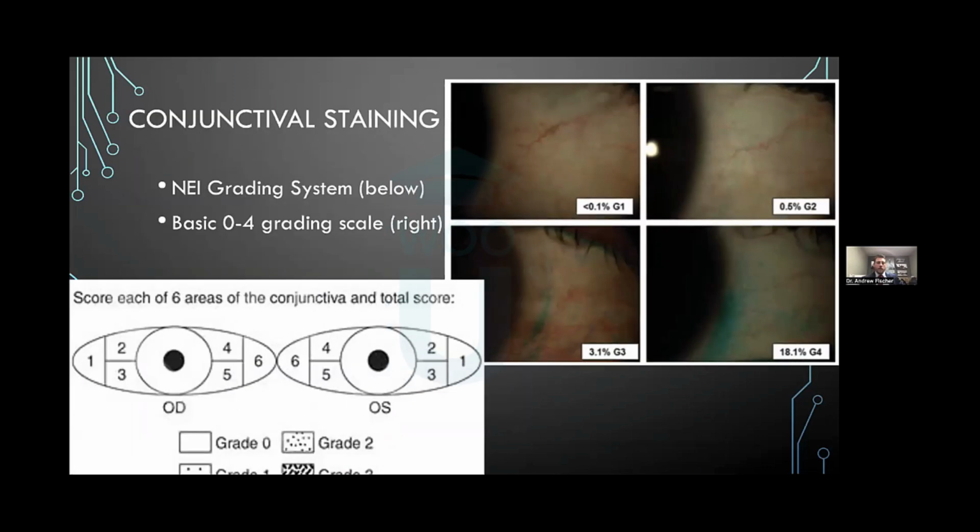The way I grade this, the most specific way, again, if I had a scribe, I would rattle off each zone of the conjunctiva, like this photo shows here. I basically just grade the right eye nasal, left eye nasal, with how much staining they have, and then also we'll document the temporal aspects of that too.